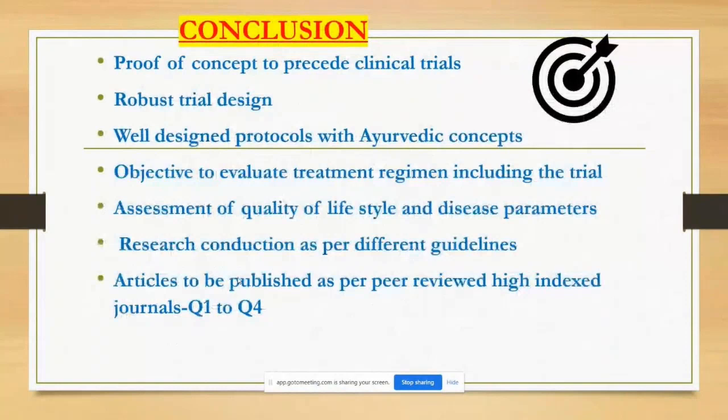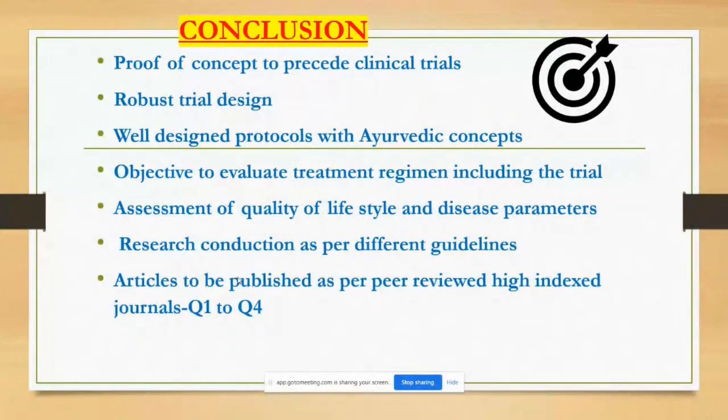At the conclusion, we need to prove our concept to precede clinical trial, because clinical trials are at the top of the pyramid, and we need to re-establish certain facts: how good Ayurveda is and how safe Ayurveda is. So for any research, the design must be robust, because if the design is proper and we plan it properly, then only our research will come out as a good one. Otherwise, it will fail.